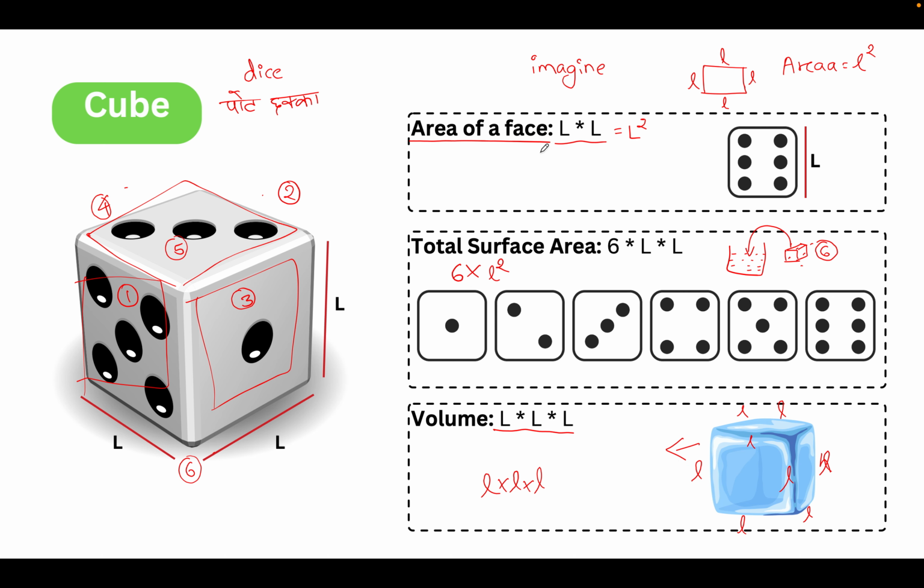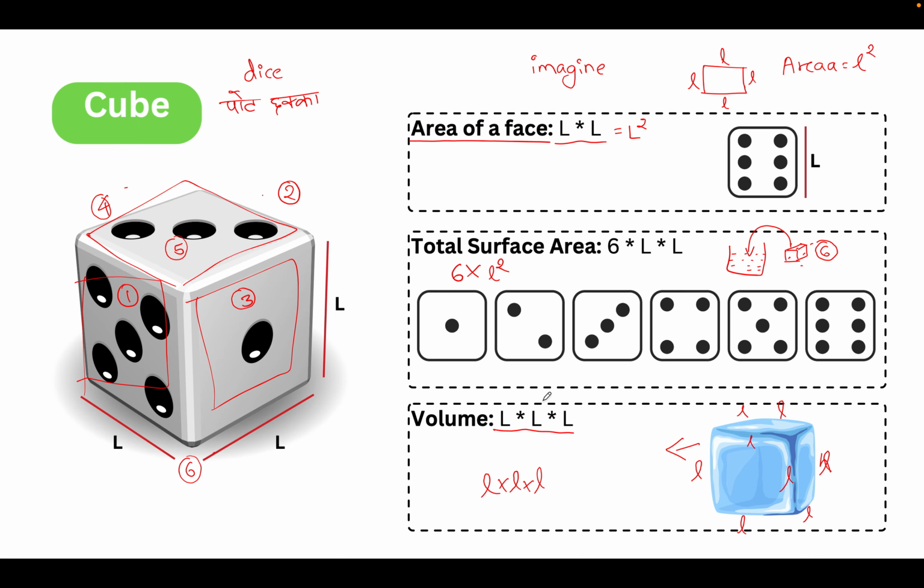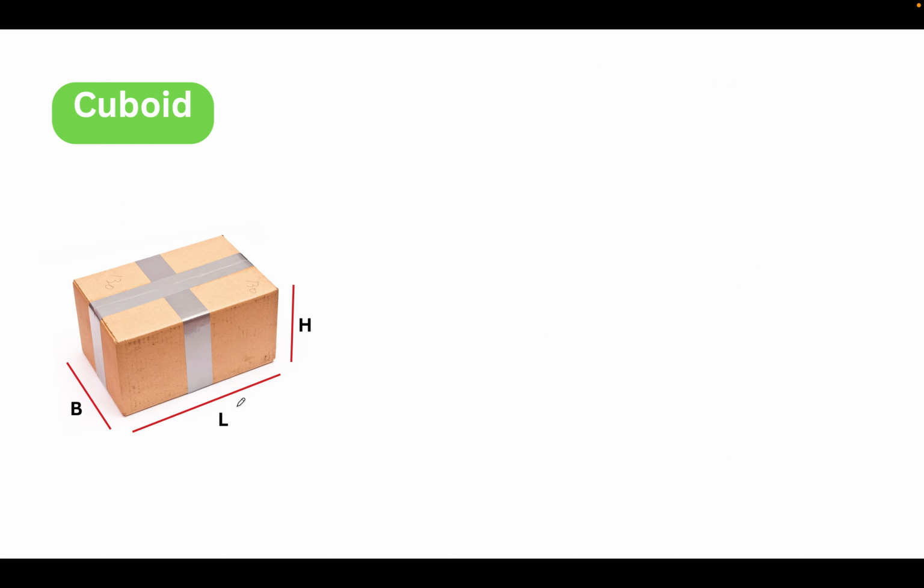So we learned about the formula to find the area of a face of a cube, total surface area of a cube, and volume of a cube. Now we will move on to cuboid. The difference between cube and cuboid is very clear. In a cube you have equal length on each side, that is L, L, L. However, in a cuboid the length, breadth and height are different, and each has a different measure.